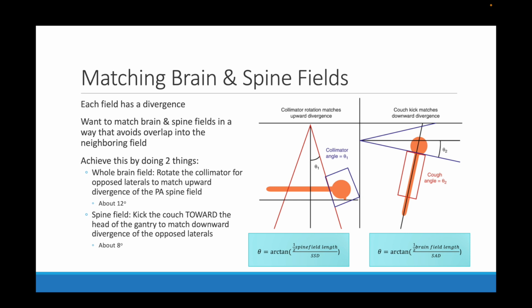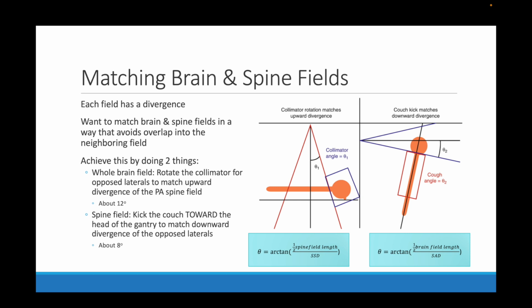So the other thing that we can do is when we are treating for our spinal field, we can actually kick the couch towards the head of the gantry so that the top edge of our spinal field matches the downward divergence of our opposed laterals. So what I'm talking about there is represented on the right-hand side of these images, where we're actually rotating the couch so that the top edge of our spinal field is parallel to the downward divergence that we get from our whole brain field. And there is another formula to calculate the couch angle, the degree of the couch kick that we need.